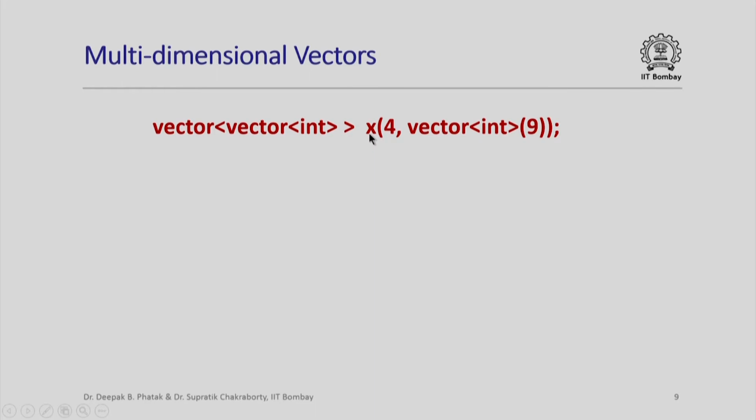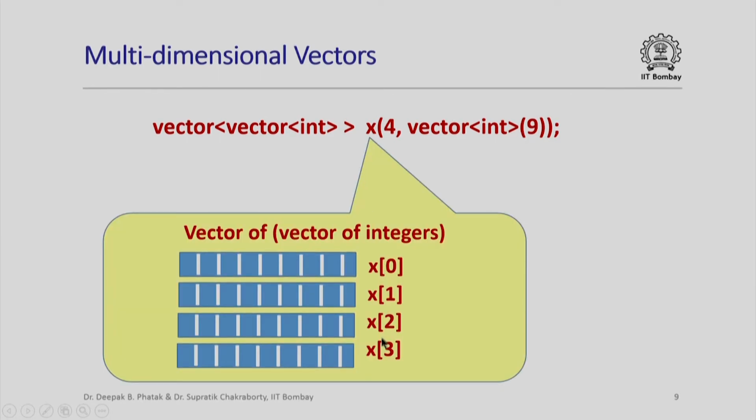So, here I am saying that x is a vector of size 4, each element of x is going to be a vector of integers, and each of the 4 elements of x are going to be initialized by whatever this constructor function returns. And what does this constructor function return? It returns a vector of integers of size 9. So, therefore, x is a vector of size 4 and each element of x is initialized with a vector of integers of size 9. So, that is what I have shown here.